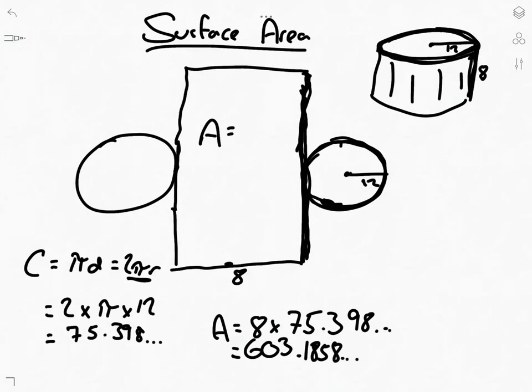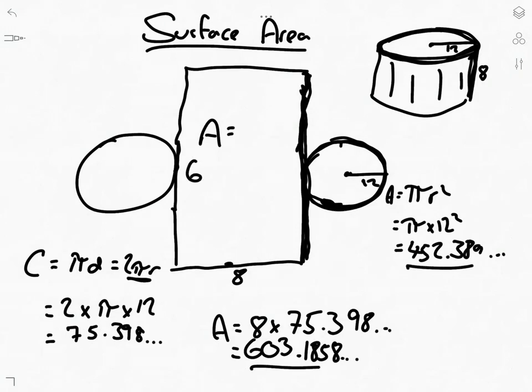Dot, dot, dot. And then we need to do the area of the circle. So this is going to be pi r squared. So we get pi times 12 squared, and we put that in our calculator. Pi times 12 squared, 452.389. And then we have to add these two together. So this is 600. Oh no, I've missed one bit as well.